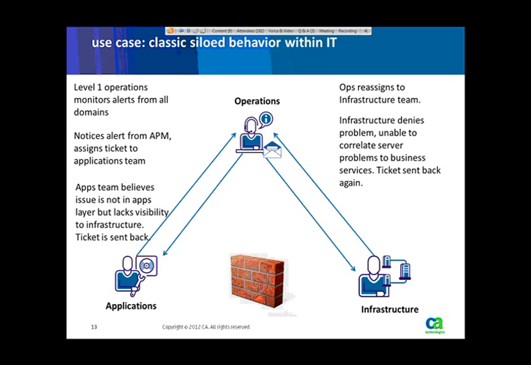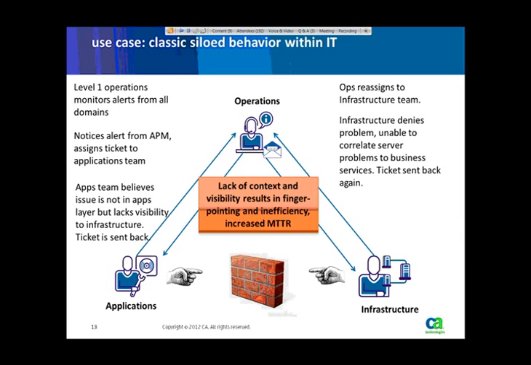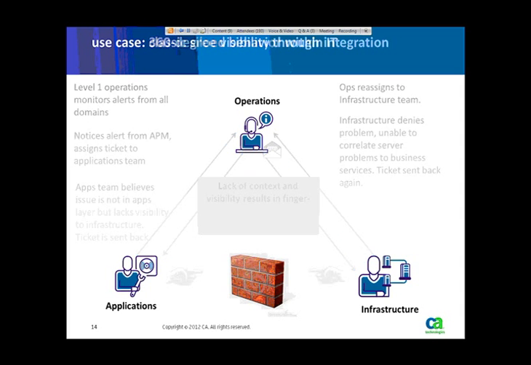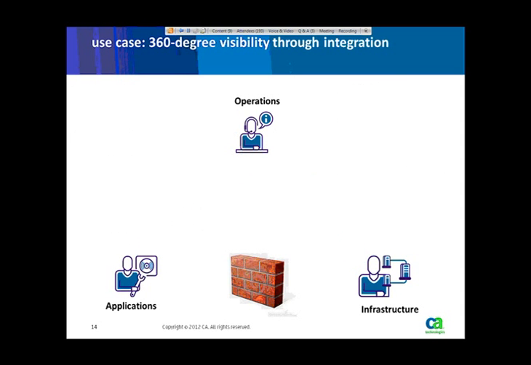So the lack of integrated contextual information between domain managers creates a lot of finger pointing and blame between teams. It creates inefficiencies, and it takes long to resolve the issue. So through the integration with a minimum set of information, we can provide 360-degree visibility to our application users.